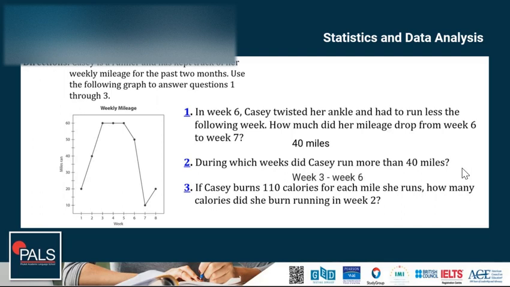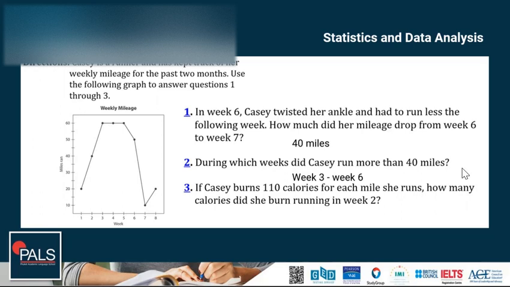Number 2: during which weeks did Casey run more than 40 miles? So looking at the graph, we've got week 3 to week 6, because from week 3 to week 6, Casey ran more than 40 miles.